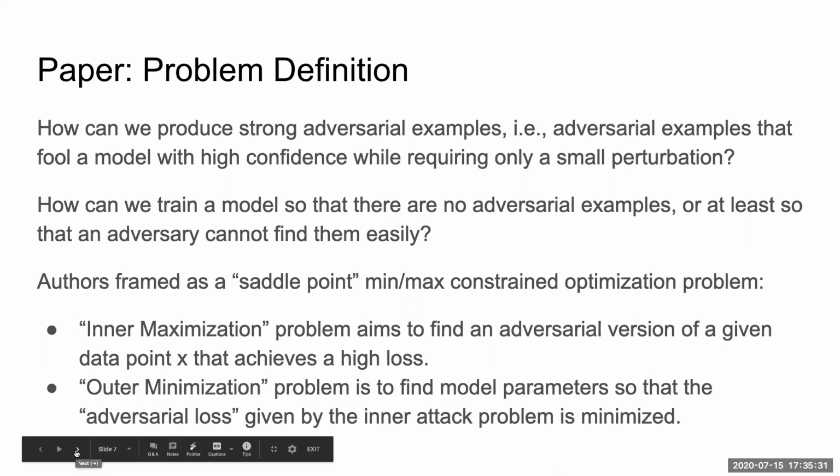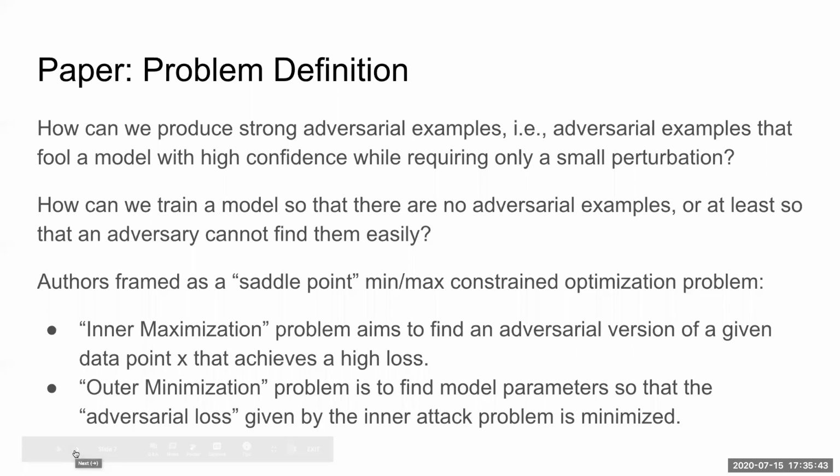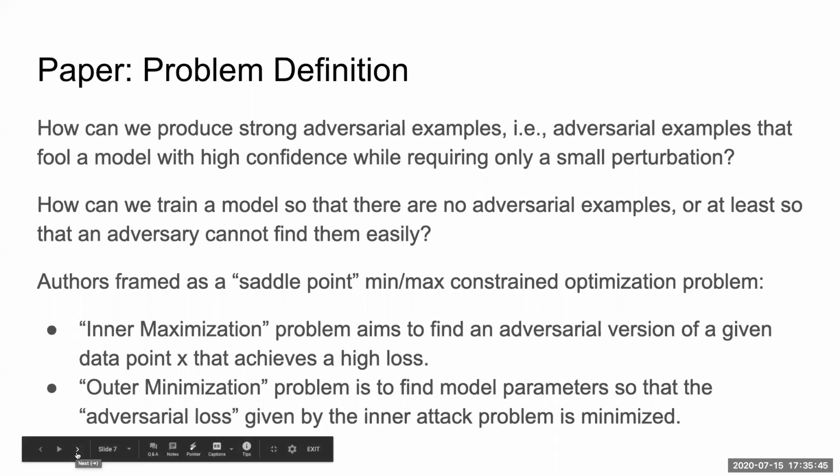The first is the inner maximization problem, which tries to find an adversarial version of a given point. So we can think about things from Google Images that still look like that Google image but achieve a high loss. In that case, that is just a misclassification. And the other problem is the outer minimization problem that tries to minimize the error of the model parameters so that we can have a robust model that performs well.